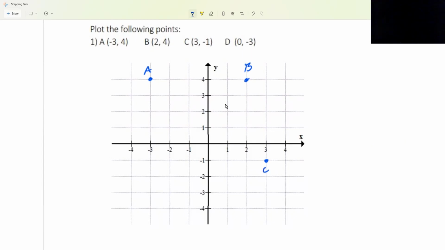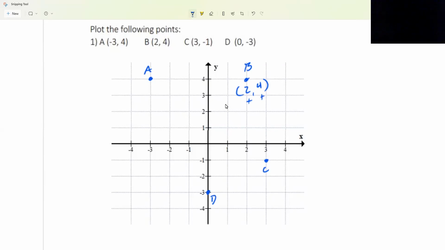Now D is going to start here. X is 0 at that point, so you don't have to move left or right, and then we just go down to -3. That's going to be D. The other part about this is the coordinates over here at a point like B, which is 2 and 4. They're both positive.